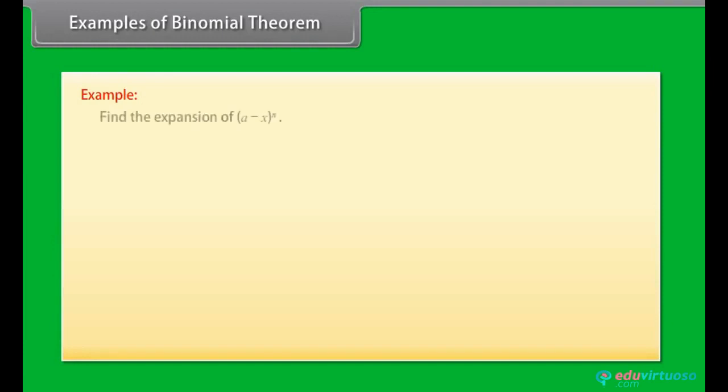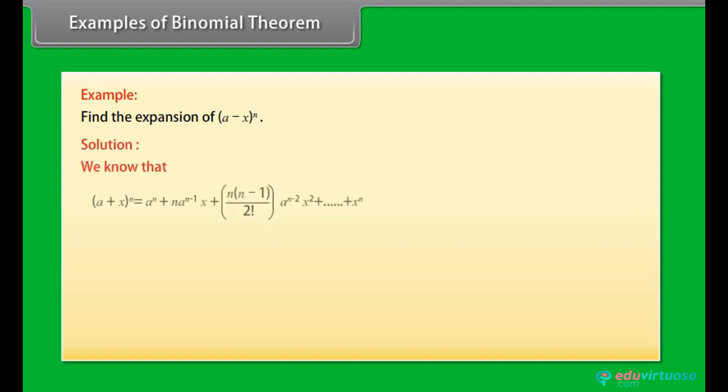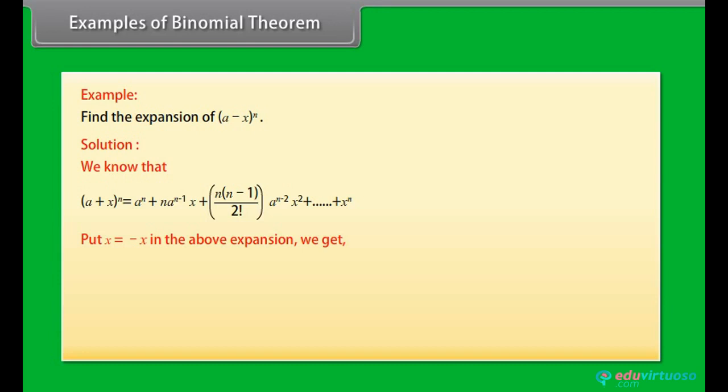Examples of the binomial theorem. Example: find the expansion of (a − x) raised to power n. Solution: we know that (a + x) raised to power n is equal to a raised to power n plus n into a raised to power (n−1) into x plus n(n−1) by 2 factorial into a raised to power (n−2) into x² up to x raised to power n. Put x equal to −x in the above expansion.